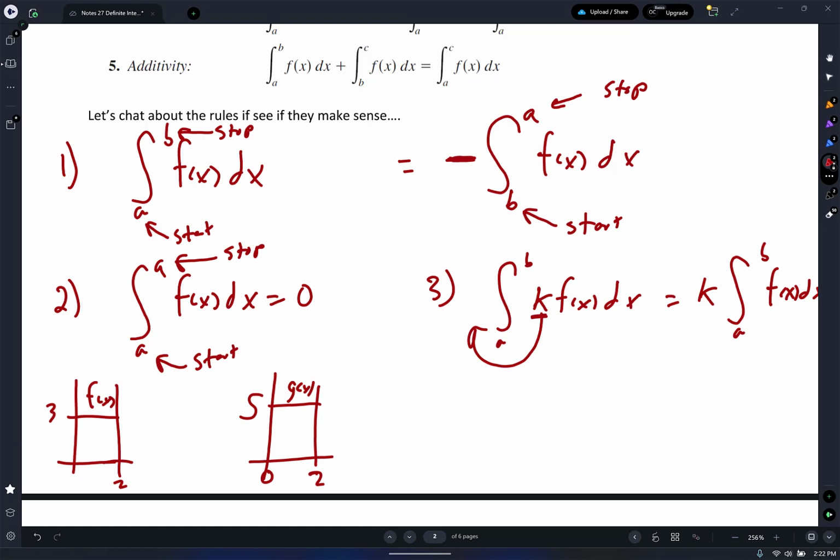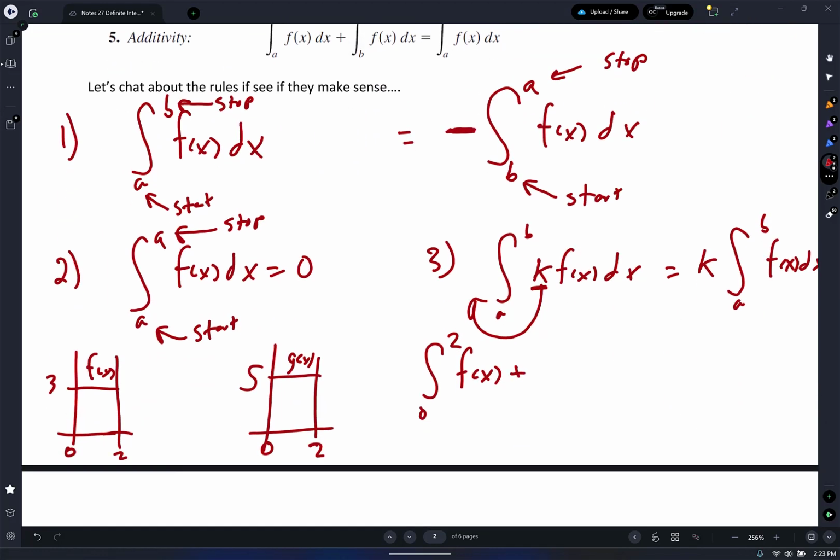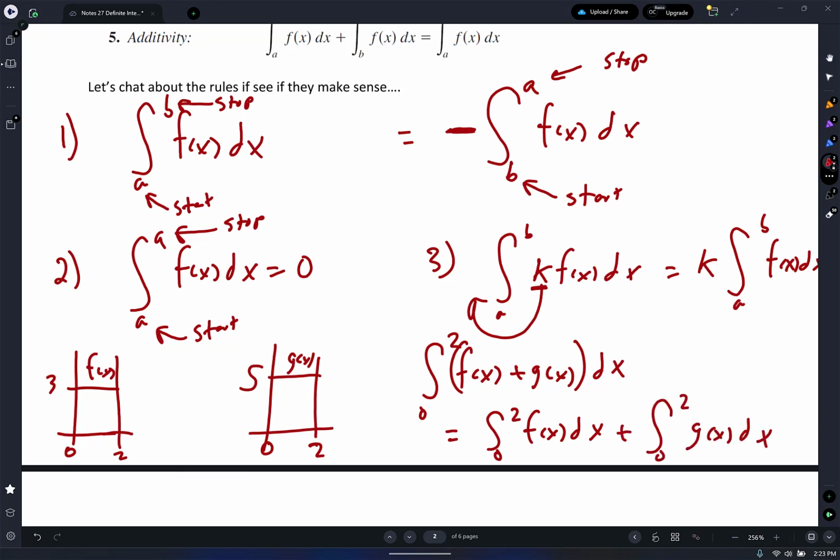Okay. So what this is saying is that if I have something like this from 0 to 2, notice both have the same bounds, 0 to 2, f of x plus g of x with a dx on the outside, this is saying that I can just go integral 0 to 2 of f of x dx plus integral 0 to 2 of g of x dx. And of course, vice versa as well. And why does it work? Well, let's see. F of x here is 3, g of x here is 5. This area, 3 times 2 is 6. This area, 5 times 2 is 10. And together, those areas are 16. Do you guys see that?